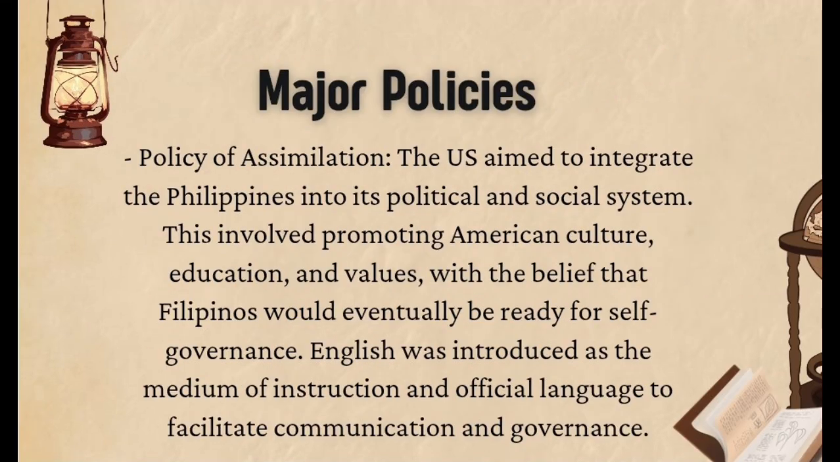Major policies. Policy of assimilation. The U.S. aimed to integrate the Philippines into its political and social system. This involved promoting American culture, education, and values, with the belief that Filipinos would eventually be ready for self-governance. English was introduced as the medium of instruction and official language to facilitate communication and governance.